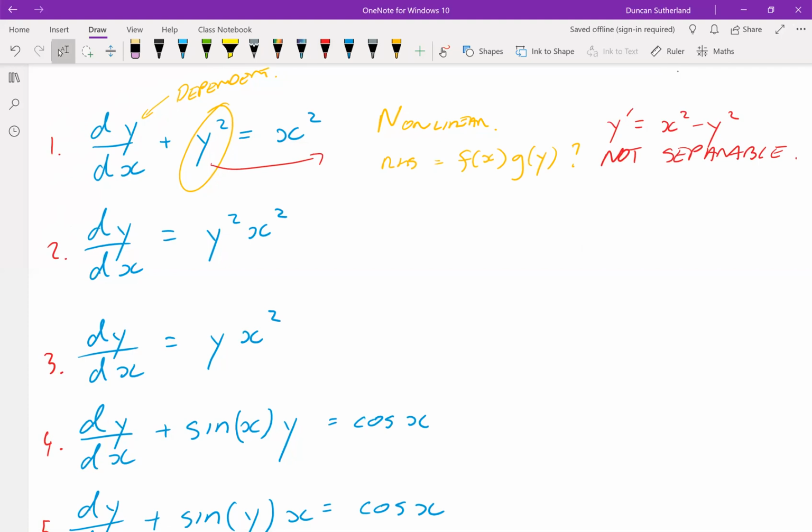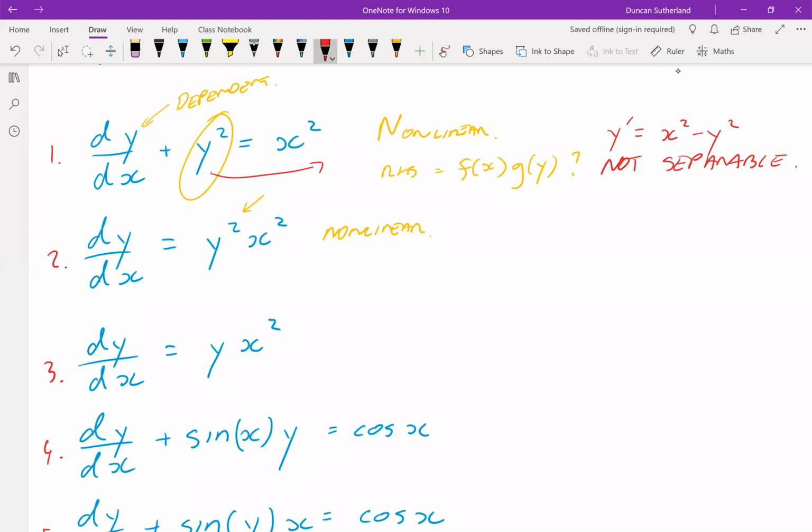All right. So we've disposed of that one. Back now onto the second example. Again, we've got a y squared, so this is nonlinear. However, now we've got a product of y and x. So this is a separable equation. We can write f of x equals x squared, g of y equals y squared. So that's a separable equation, and we can solve that with the usual techniques.